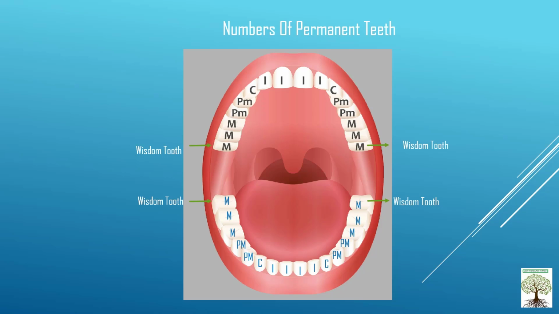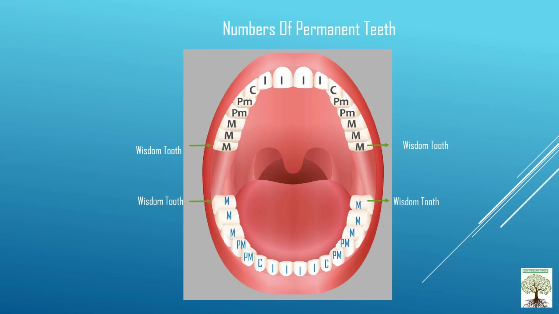Premolars are present in permanent teeth. So premolars are total 4 in each jaw. 4 plus 4, total 8 premolars in permanent teeth. Molars. Molars are 6 in each jaw in permanent teeth. 6 molars, 6 in each jaw. So 6 plus 6, total 12. Total 12 molars are there in permanent teeth.